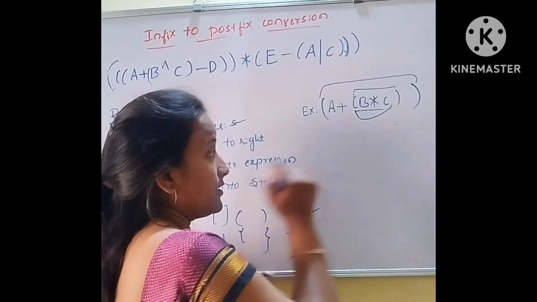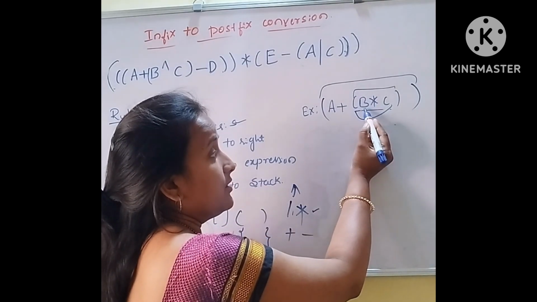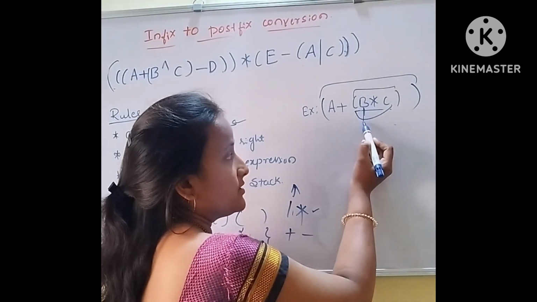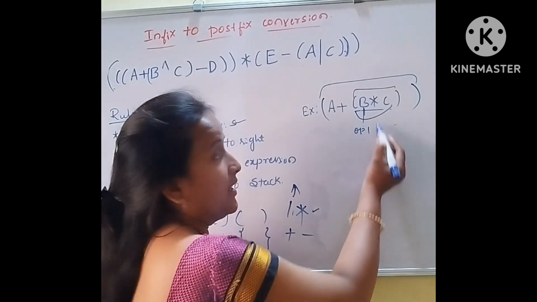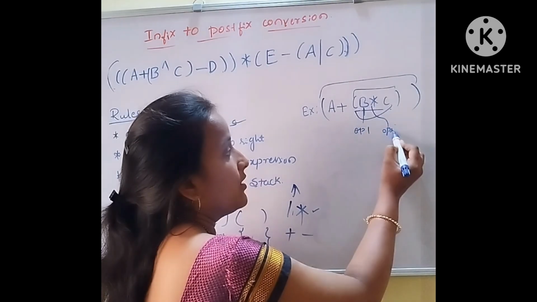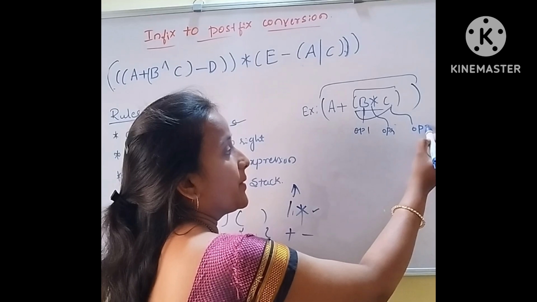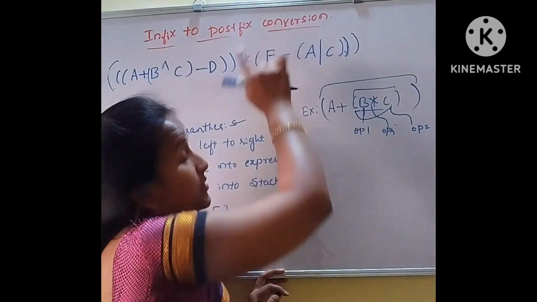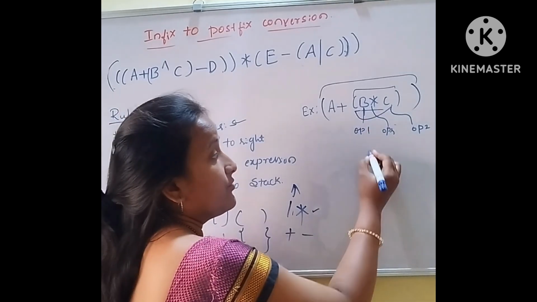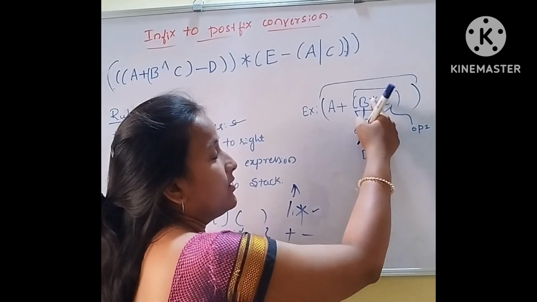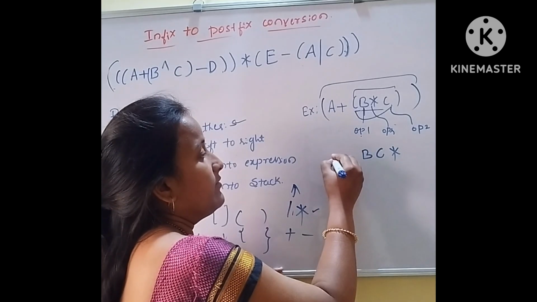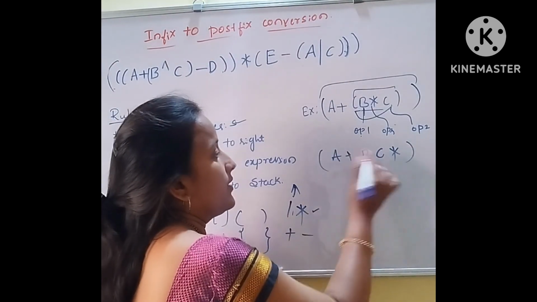So in this, this is in the form of infix. I'll tell you how. This is operand 1 and this is the operator. And this is operator 2, operand 2. So how do we convert this into the postfix expression? The operand 1, that is B, operand 2, that is C, operator is star. Remaining will be written as it is.